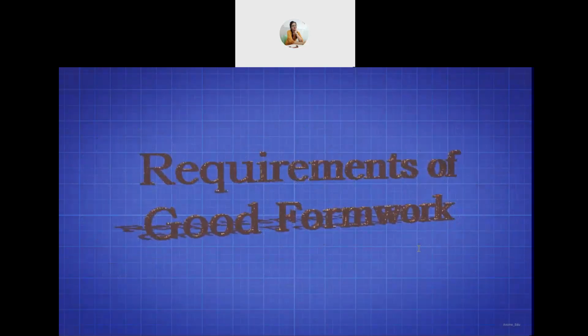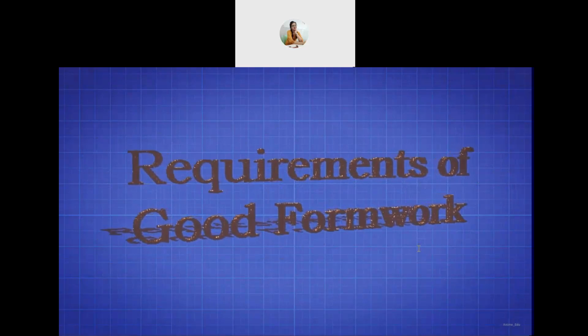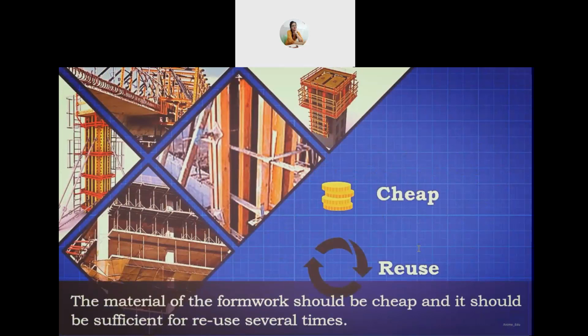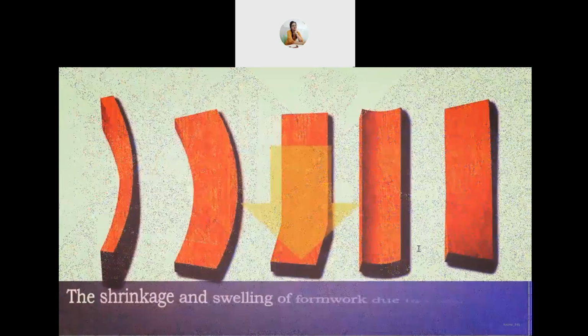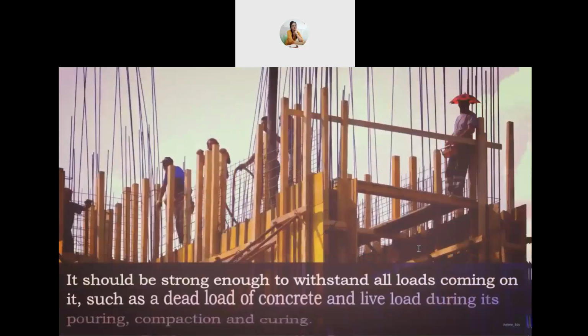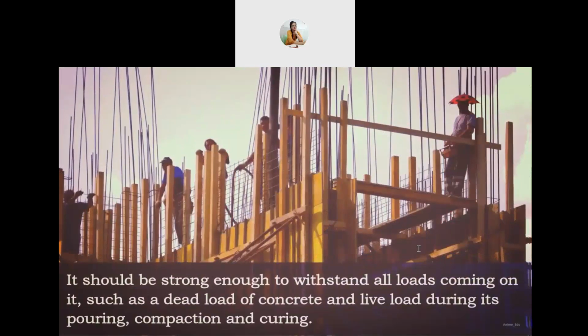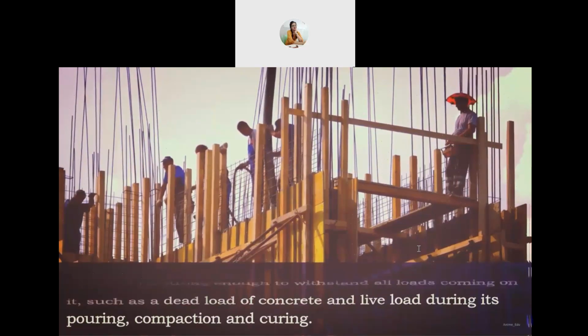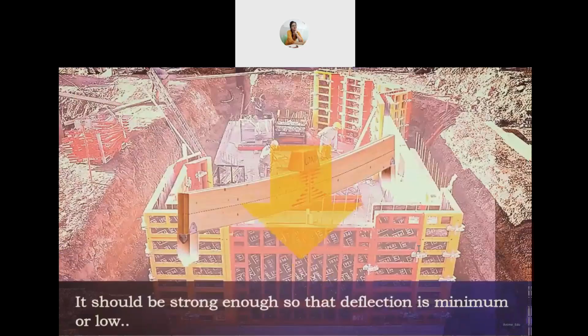A good formwork should comply with the following requirements. The material of the formwork should be cheap and it should be sufficient for reuse several times. The shrinkage and swelling of formwork due to water should be minimum. It should be strong enough to withstand all loads coming on it, such as the dead load of concrete and live load during its pouring, compaction, and curing. It should be strong enough so that deflection is minimum or low.